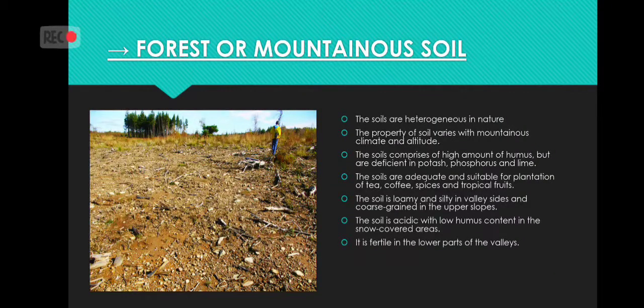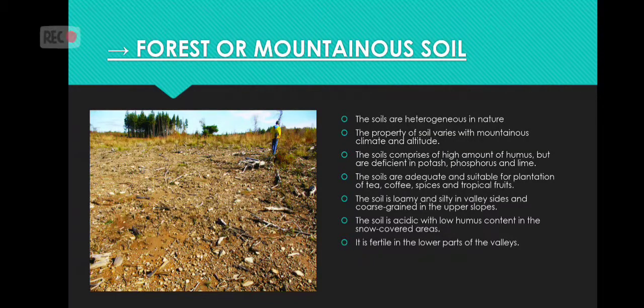Now talking about the forest or mountainous soil. This is the last soil type. The soils are heterogeneous in nature because there is no one type of soil. There are many types of soil mixed in each other. The property of soil varies with mountainous climate and altitude. For example, at 1000 meters the soil property will be something different, at 1500 something different, and at 500 something different.